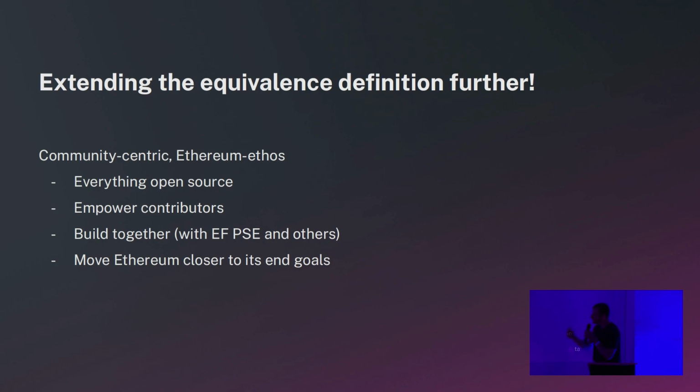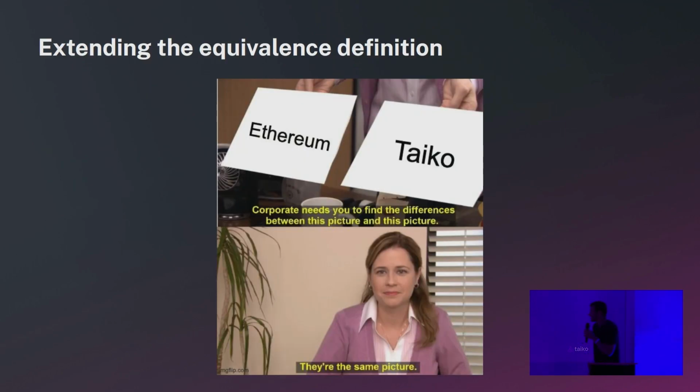And then if we extend it a bit further, this is a bit more hand-wavy, but again, all in line with Ethereum equivalence: the community-centric Ethereum ethos. Everything we do is open source. We empower contributors in some meaningful ways. We build together with the EF, specifically their PSE unit, and other great rollup teams. And together we move Ethereum closer to its goals. So that's the third leg of the stool, which is in my personal definition of Ethereum equivalence beyond the EVM and surrounding architecture. So if you hit those three points, then I like to think of it like this. They're the same picture.